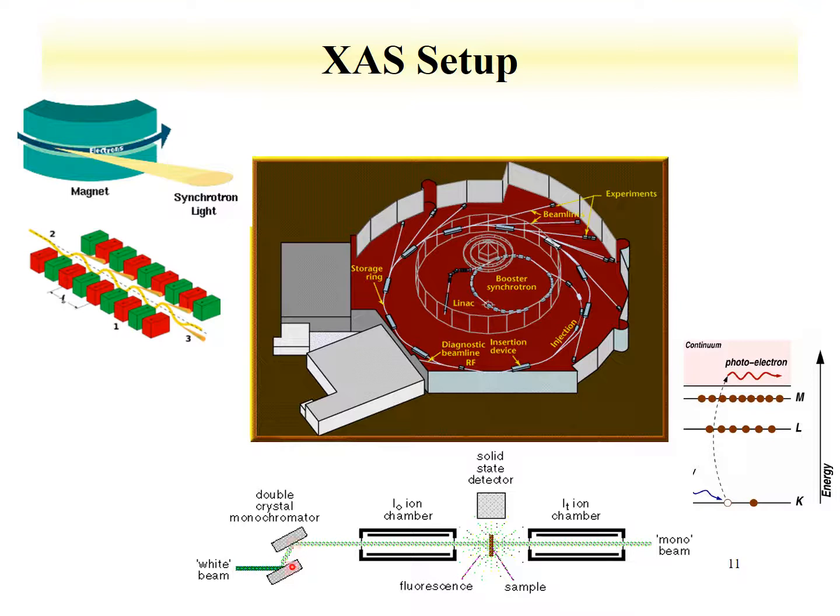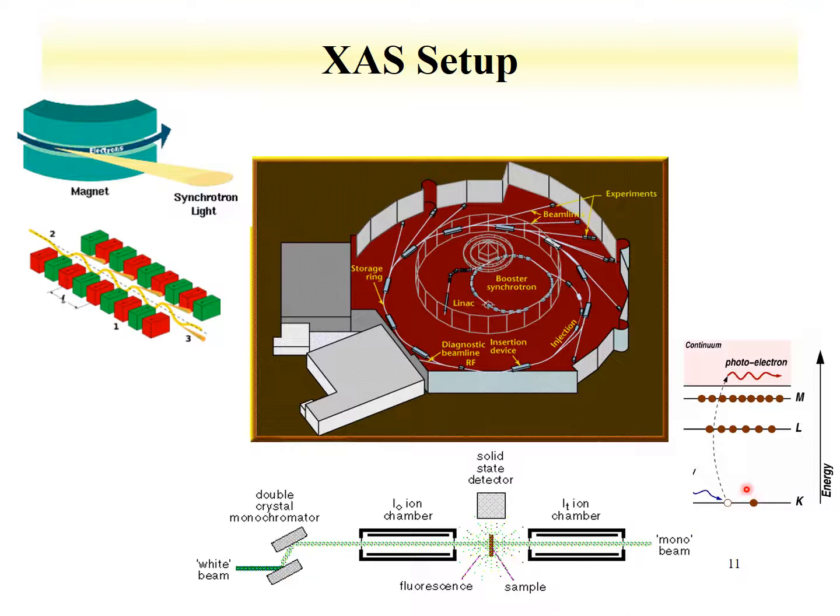But you put it in a monochromator, so it looks a lot like a UV-visible experiment. For example, you would have light coming in, hitting a sample, and then you can detect how much light passes through the sample. You can detect absorption. You can have a solid state detector here detecting fluorescence.